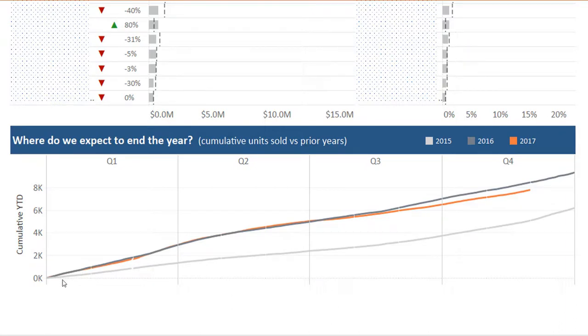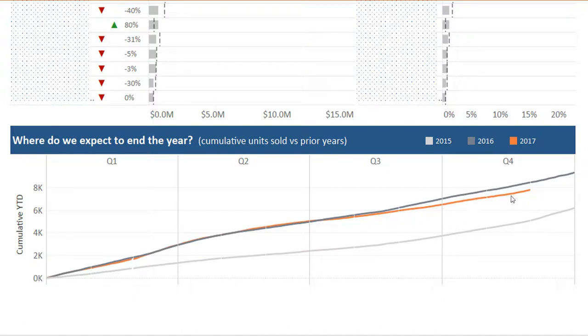So in this case, we can see that 2017, which was in orange, was pretty much in lockstep with 2016 for most of the year and was well above 2015's numbers. But then towards the middle to end of Q3, the trajectory here was not quite as strong as what was occurring at the end of 2016, which was likely fueled by the election fervor.